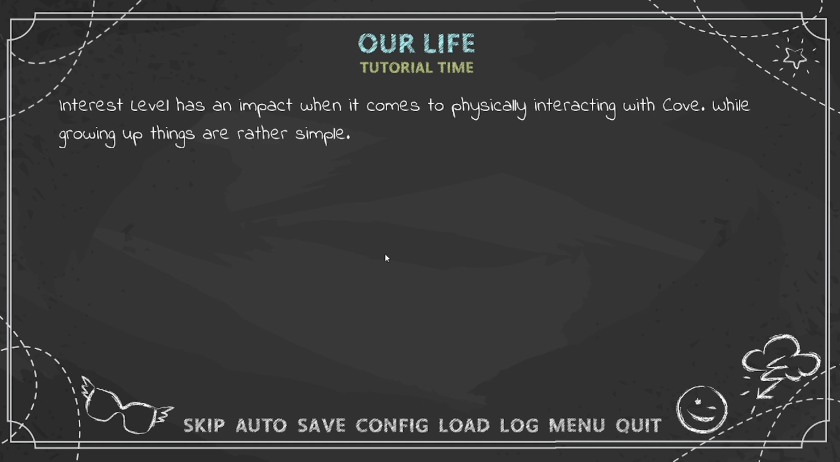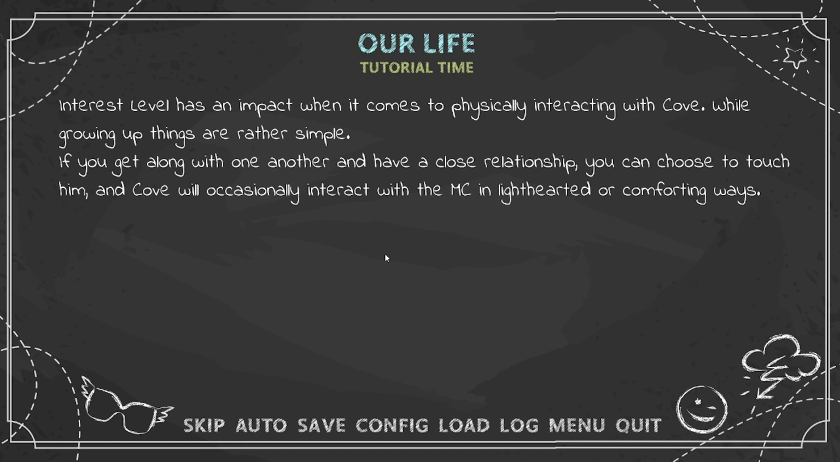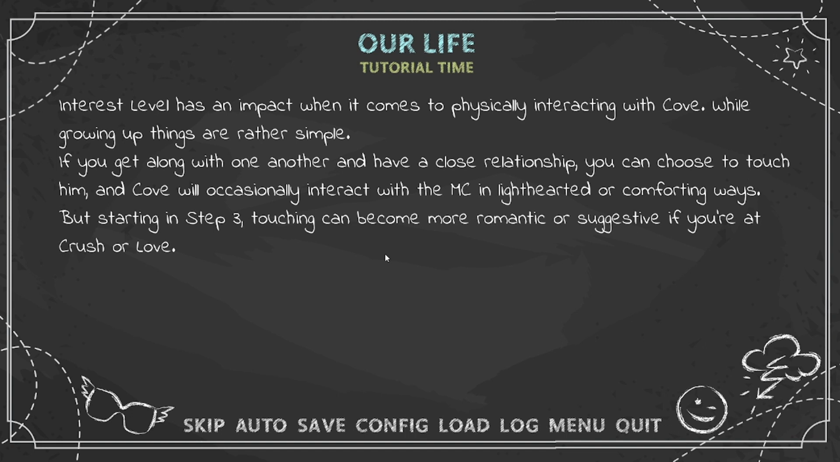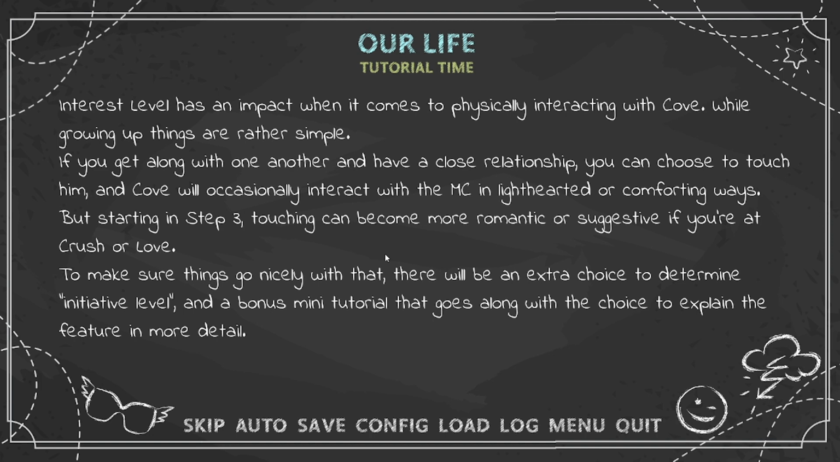Interest level has an impact when it comes to physically interacting with Cove. While growing up, things are rather simple. But if you get along with one another and have a close relationship, you can choose to touch him, and Cove will occasionally interact with the main character in light-hearted or comforting ways. But starting in step 3, touching can become more romantic or suggestive if you're at crush or love.